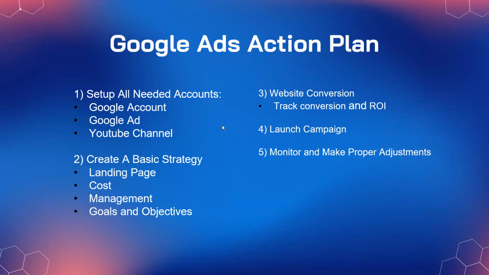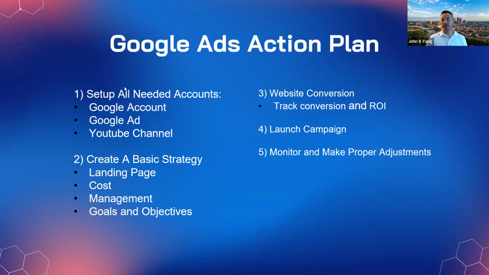Okay, sounds good. The action plan is really to make sure you have an account set up. To do that, you just have to sign up through a Gmail account. You need a Google email account, and then a Google Ads account. If you're running YouTube, make sure you have a YouTube account set up as well. Then create a basic strategy: having a landing page, a cost structure, estimating how much you need to run your ads, how you will manage it, and your goals and objectives.